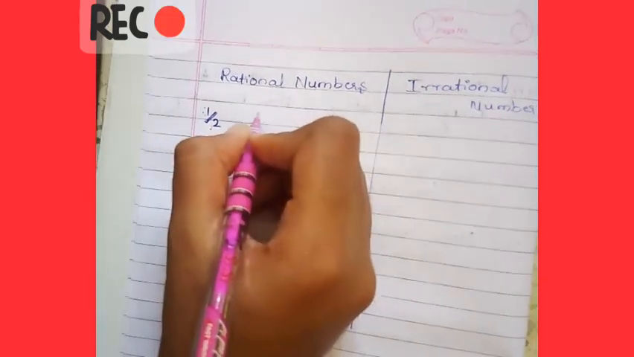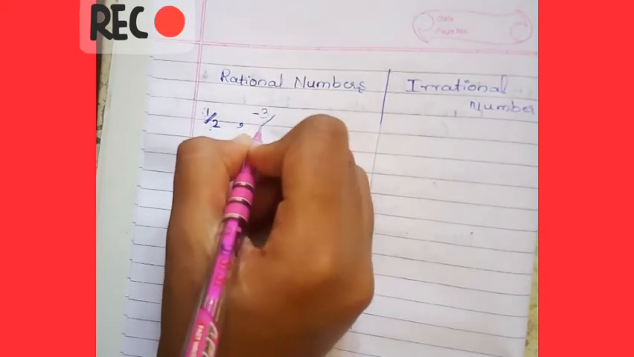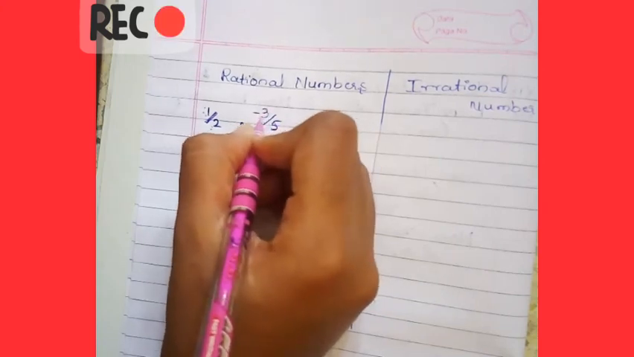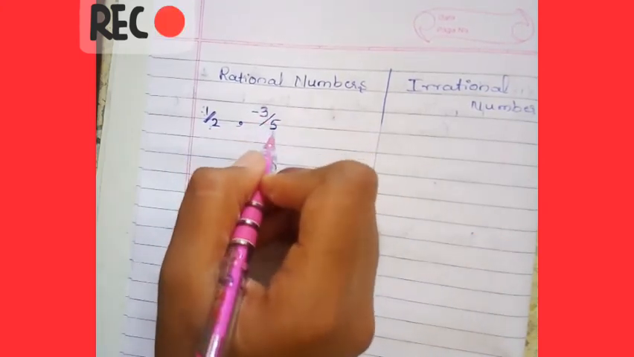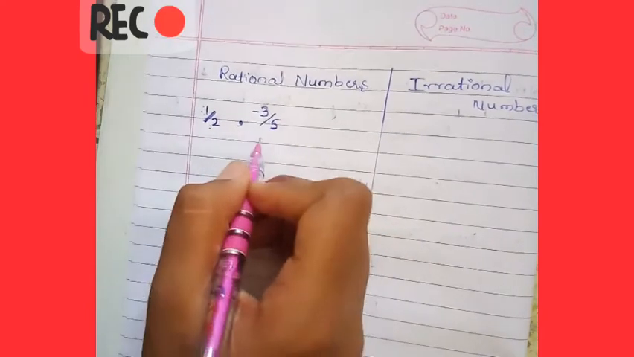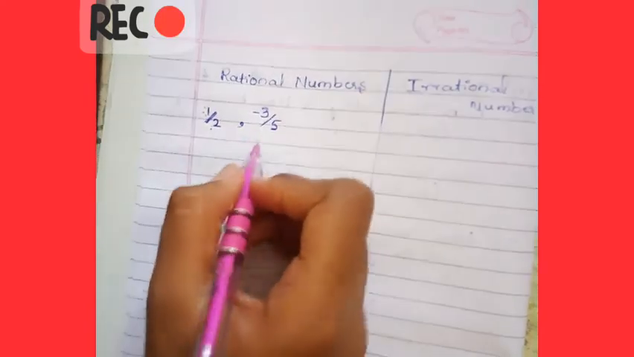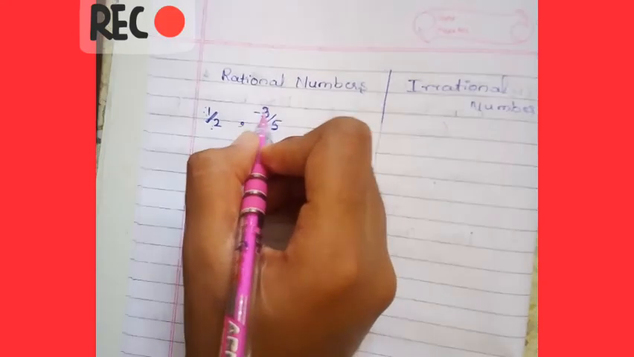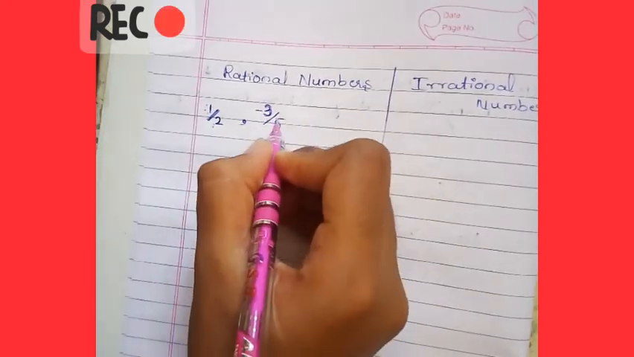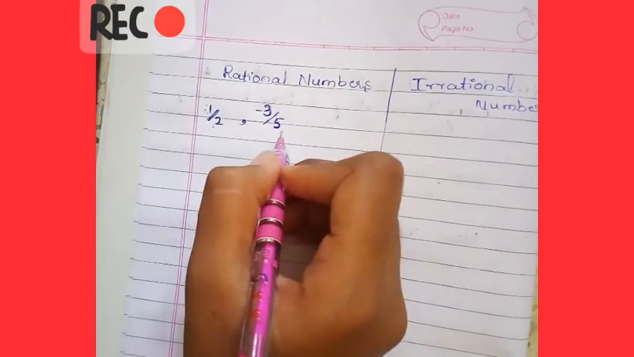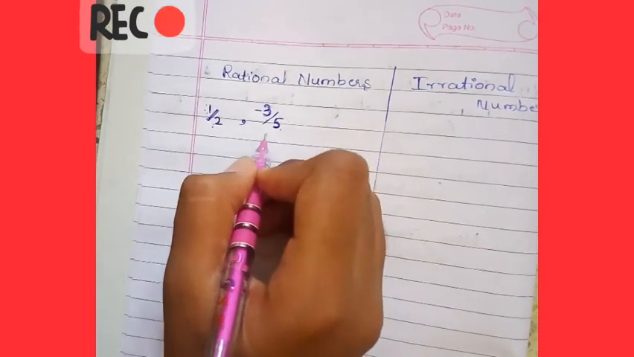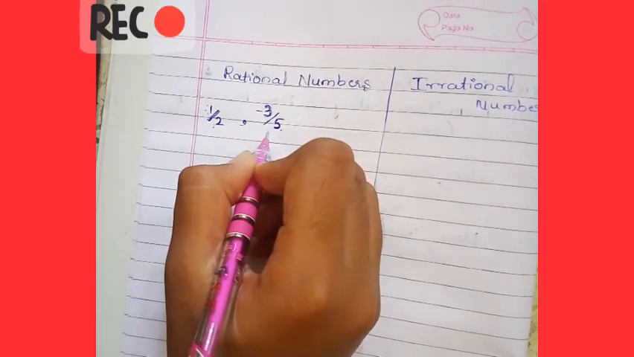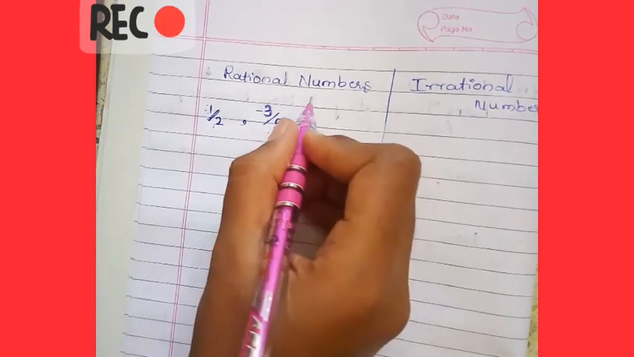Minus 3/5. As you can see, this is also in the form of a fraction, p by q, where p may be positive, negative or 0. Here p is negative and q is greater than 0, that means q is not equal to 0 here. This means this example is also verified as a rational number.